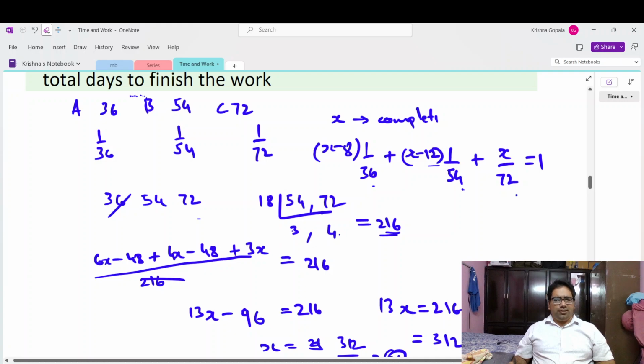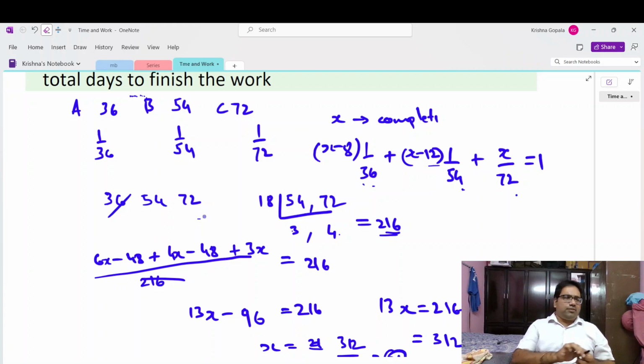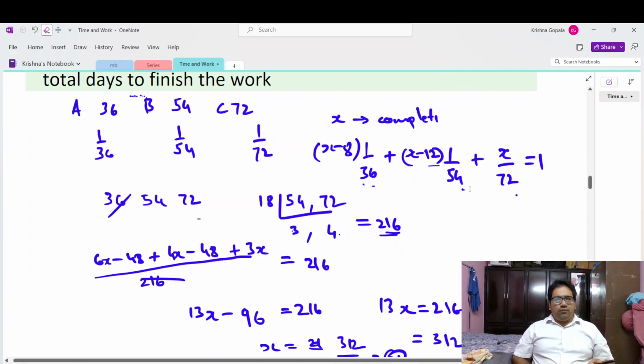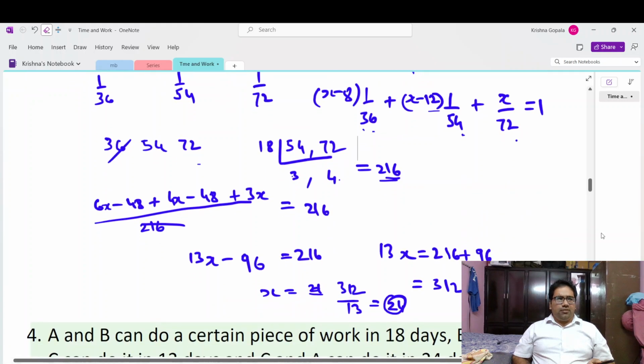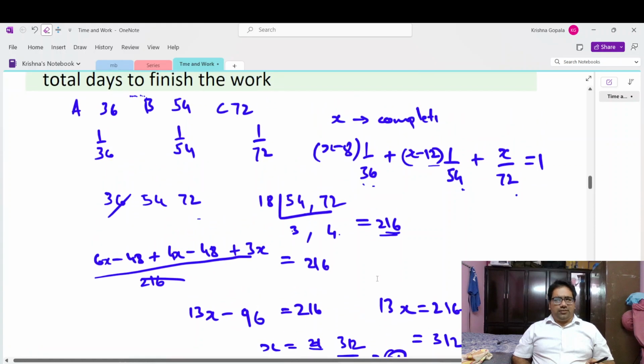LCM is 216. Now taking this 216, we solve this equation. 216 by 36 is 6, so 6 into x minus 8, 6x minus 48, plus 4 into x minus 12, which is 4x minus 48, plus 3 times 72 is 216, so 3x. Now 6 plus 4 plus 3 is 13x, minus 48 and 48 is 96, equals 216. So solving this equation, we got x equal to 24 days.